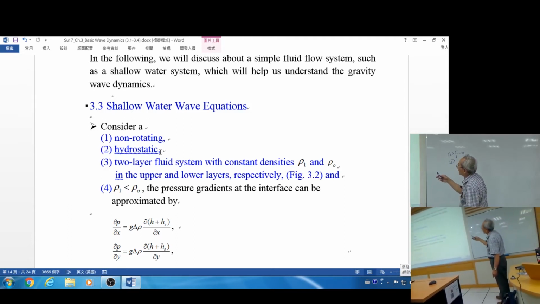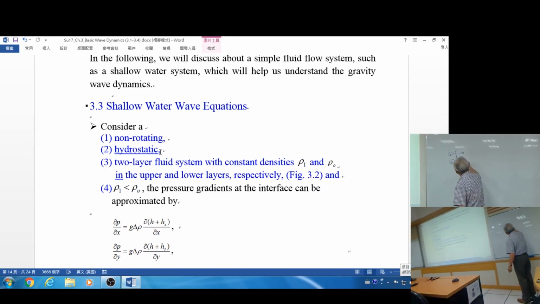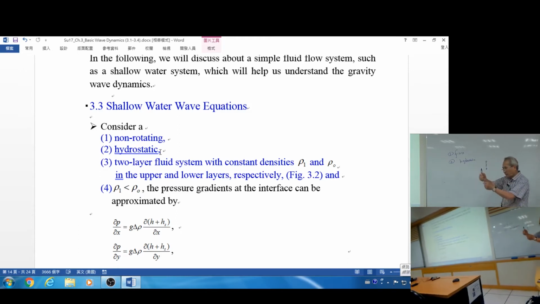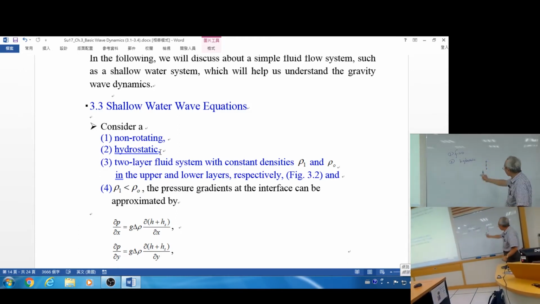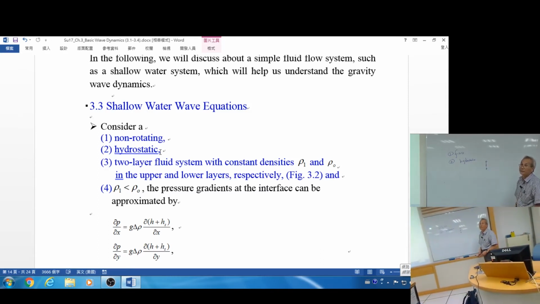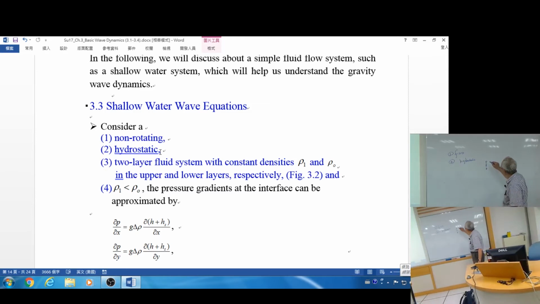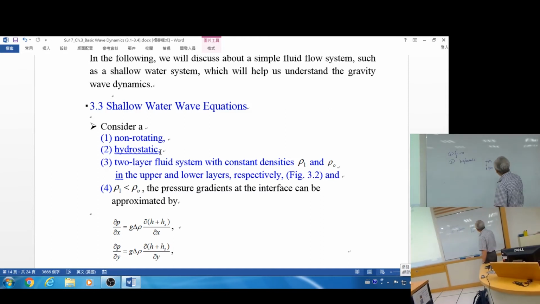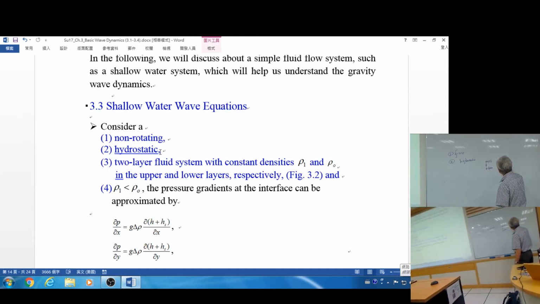The second one is hydrostatic. Okay, hydrostatic means two forces are in balance. What are these two forces? The pressure gradient force and the gravitational force. These two are in balance. So then you don't have that dw/dt.